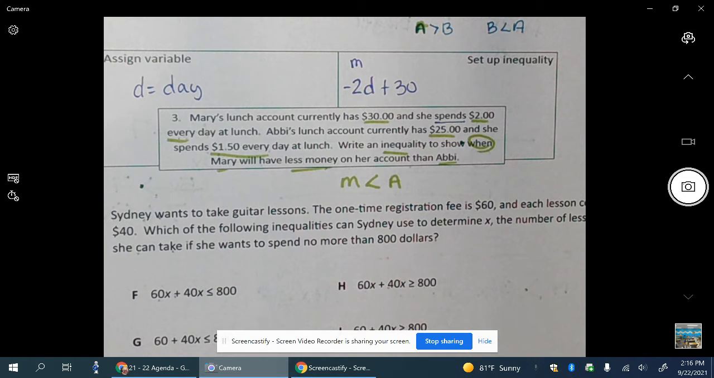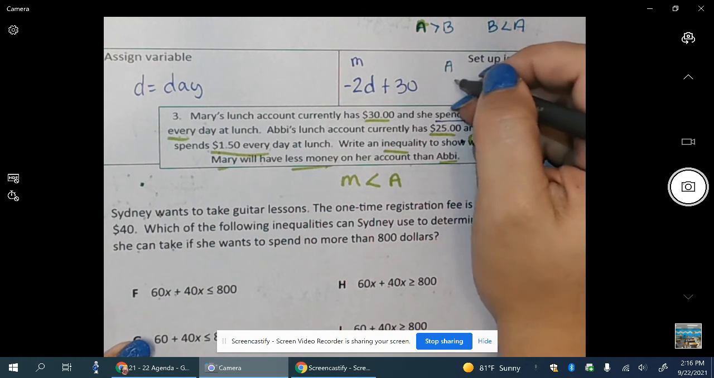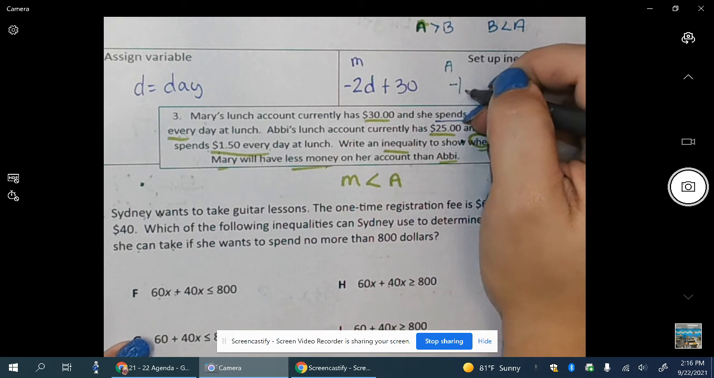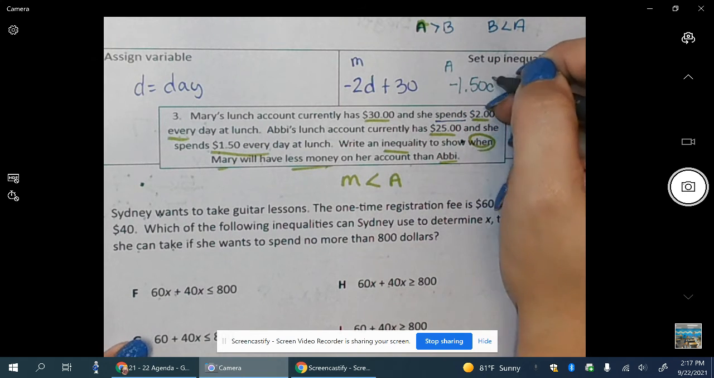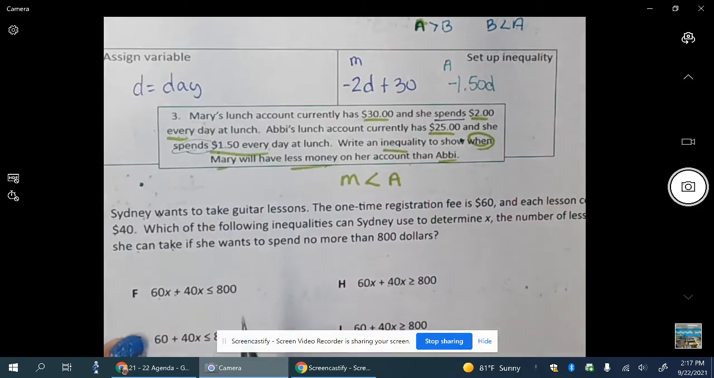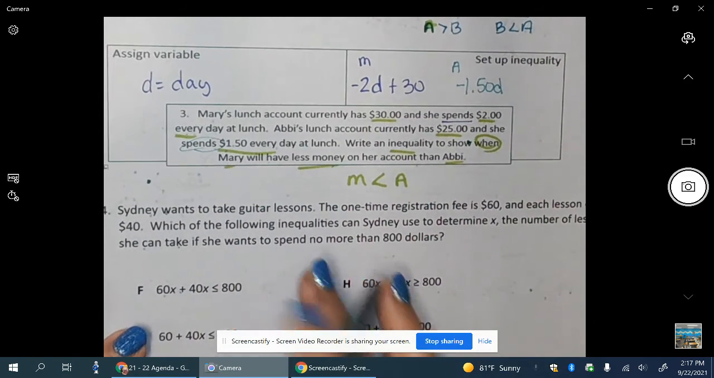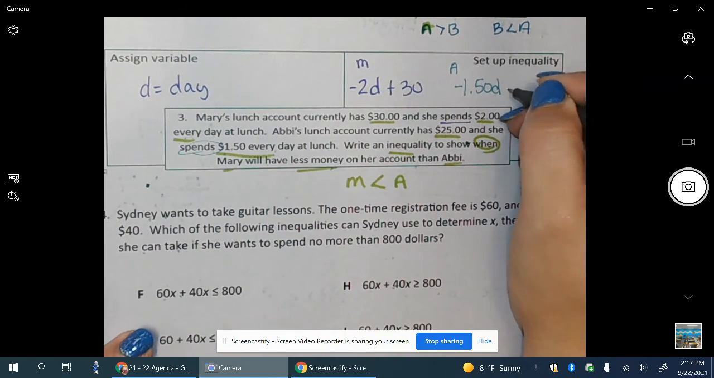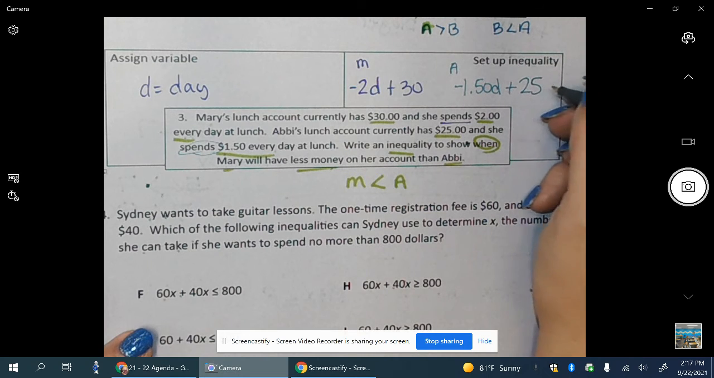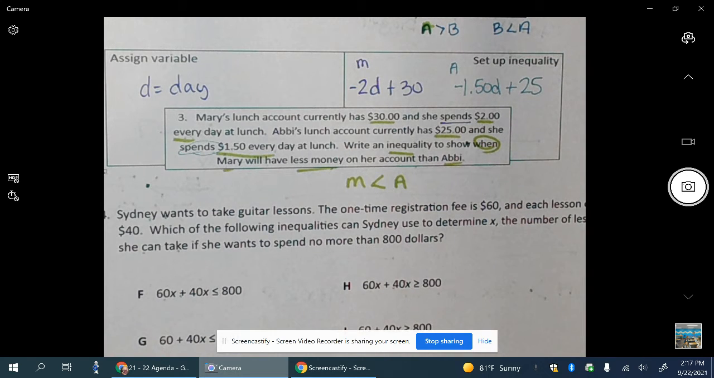All right, now what is her friend Abby's rate? Okay, what kind of 150? Thank you. Negative 1.50. Why is it negative? Because she's spending it. That means money is coming out of her account. And then what does she start with? $25. All right, and I want Mary to do what?